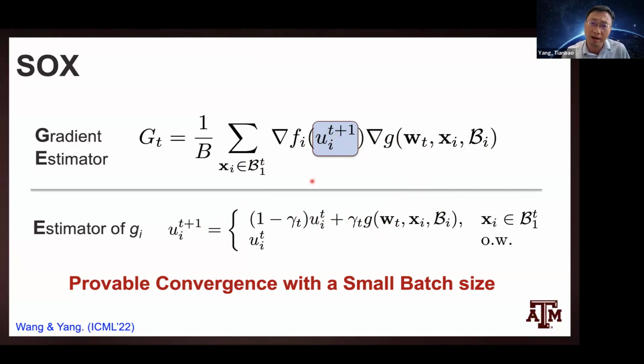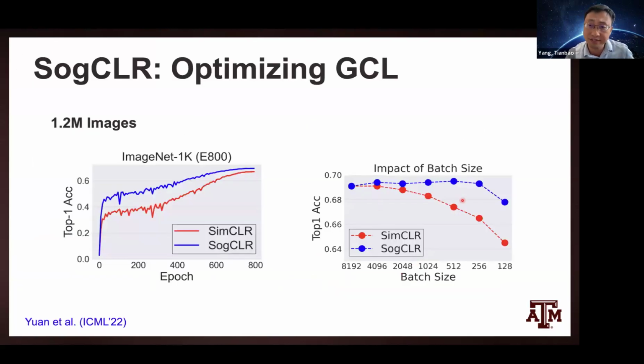And then you can use whatever optimizer you want to use: Adam, momentum, AdamW, whatever you use. Just this is the gradient estimator. And we can prove that this algorithm can converge without using a large batch size. We can make the optimization error go to 0 with a small batch size, a regular batch size. Okay, that's the benefit.